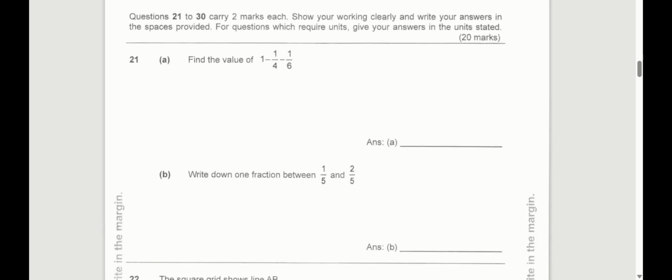We have 1 minus 1 quarter minus 1/6, converting the denominators to the nearest common multiple. So I have 1 minus 3/12 minus 2/12. There will be 7/12.